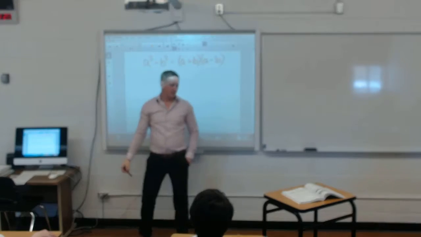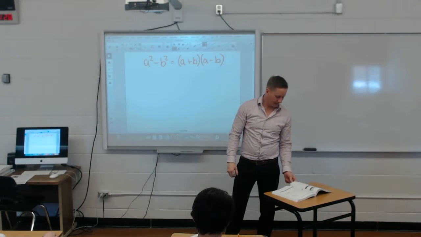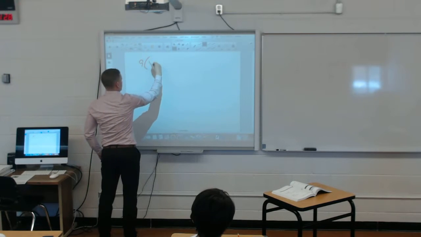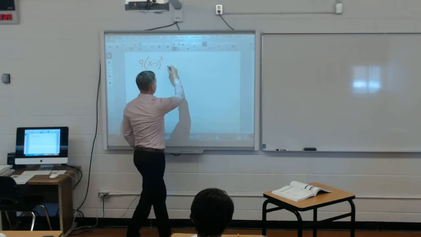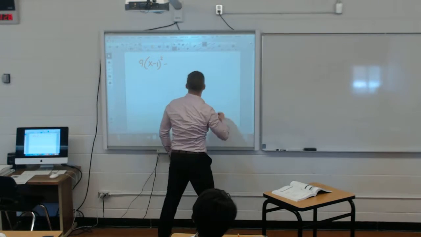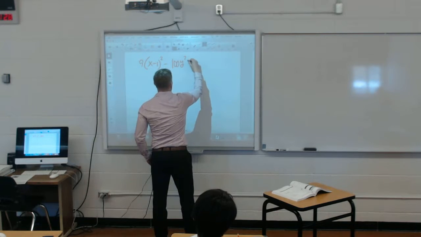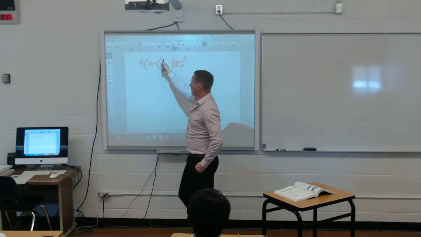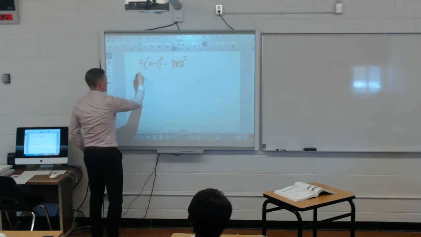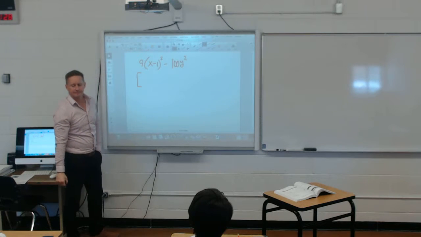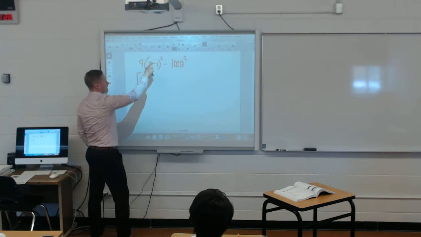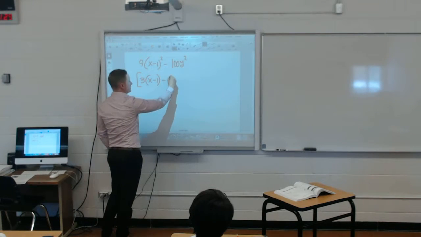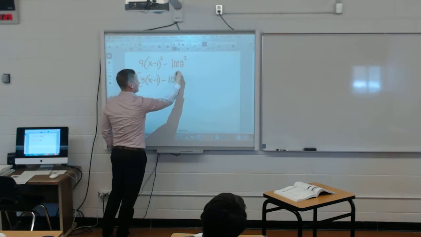All right? Example B. 9 times (x minus 1) squared, subtract 100y squared. Is this difference of squares? Yeah. Okay, what's the square root of this? Square root of 9, 3. Square root of (x minus 1) squared, x minus 1. Subtract square root of 100y squared, 10y.